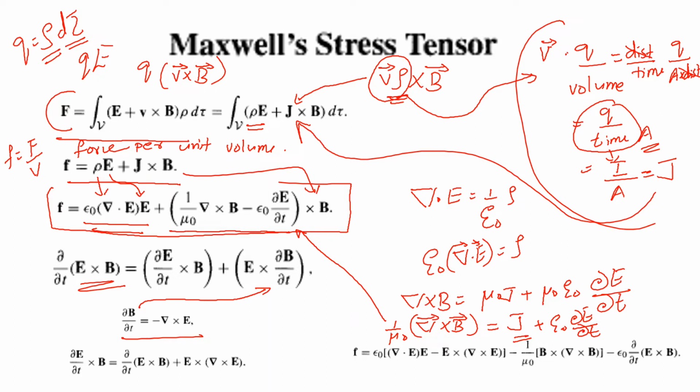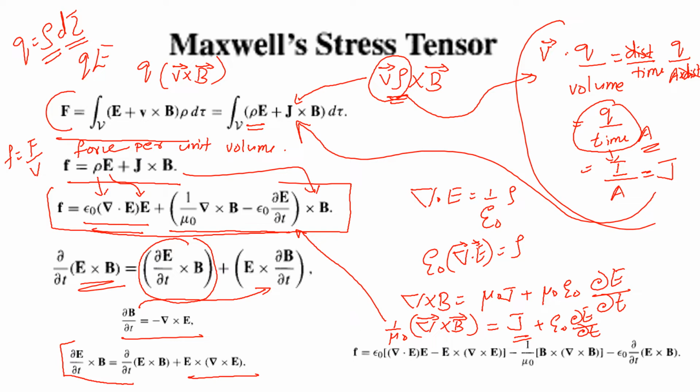So what is dou E by dou t cross B? That will be dou by dou t of E cross B, and the term E cross dou B by dou t can be taken to the left side, and we substitute minus del cross E. That is why we got this expression, E cross del cross E. So dou E by dou t cross B is equal to dou by dou t of E cross B plus E cross del cross E.